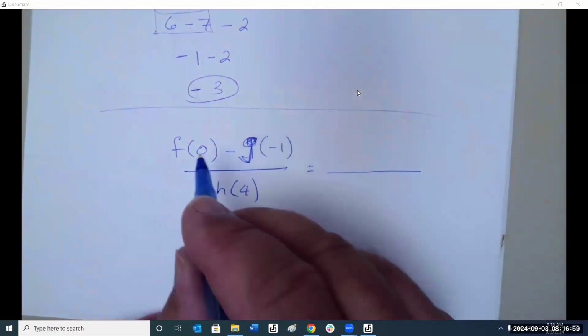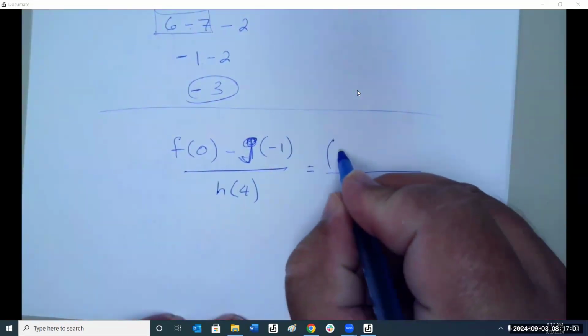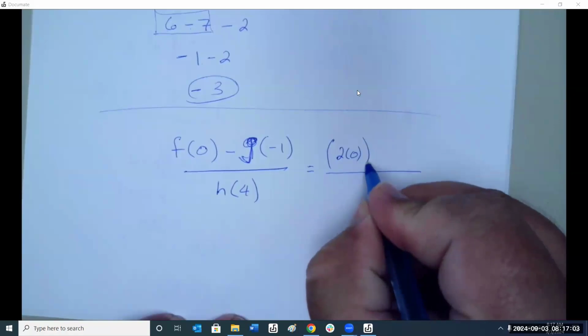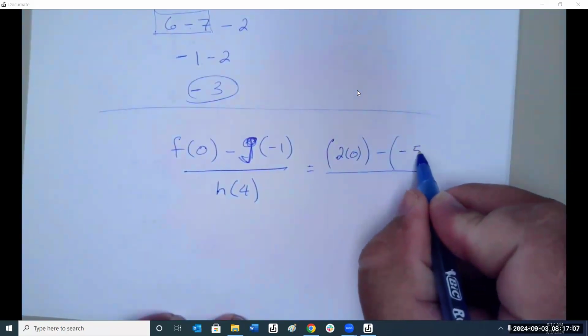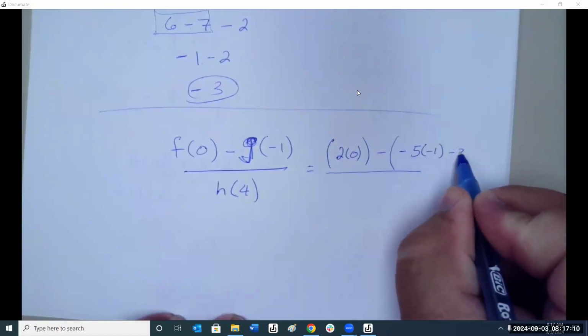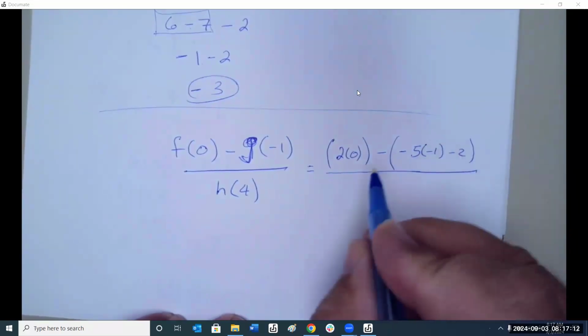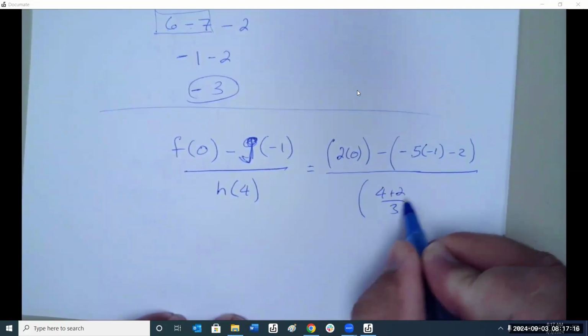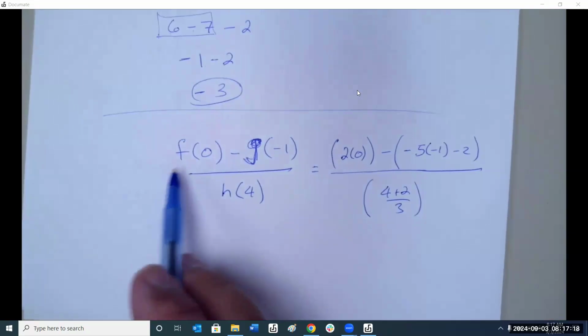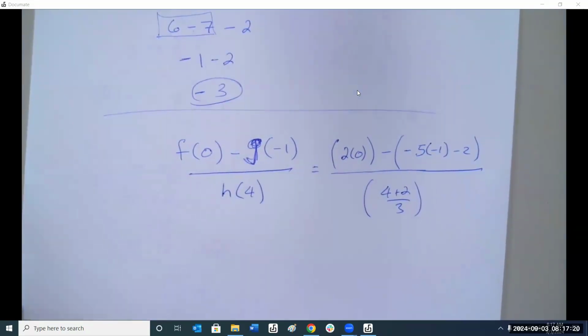Okay, so we look at what is f of 0. So it's 2 times 0 minus -5 times -1 minus 2, over 4 plus 2. Because these f, g, and h are still defined up above.